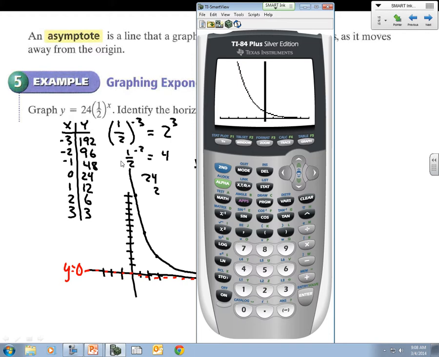All right? And then nicely, right here, if we wanted to, we could do our table with the calculator as well instead of having to do it by hand. So let's set our table. We're going to start at -3, and we're going to count by 1. Let's look at the table. There's our values, 192, 96, 48. Right? It's going to do the work for us.